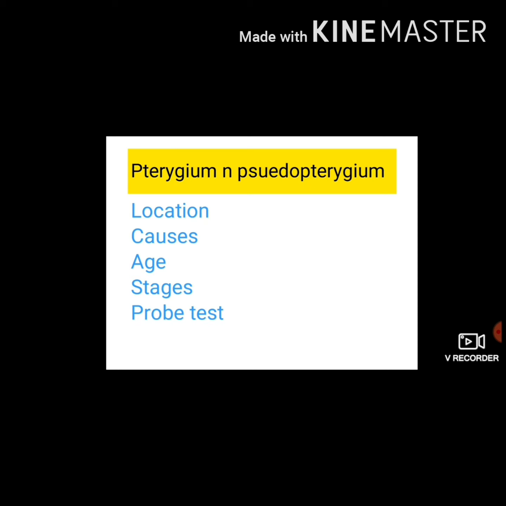Coming to difference between pterygium and pseudopterygium. This is also a most common question. So with respect to this, you differentiate between pterygium and pseudopterygium, tabulate and write. Coming to location, pterygium is usually in the interpalpebral area. Pseudopterygium can be anywhere. Causes, pterygium is usually a degenerative condition, whereas pseudopterygium is secondary to some chemical injury or trauma.